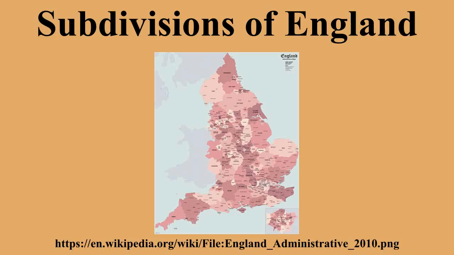There was a failed attempt to create elected regional assemblies outside London in 2004, and since then the structures of regional governance have been subject to review. Following the change of government in 2010, these have been scheduled for abolition by 2012.